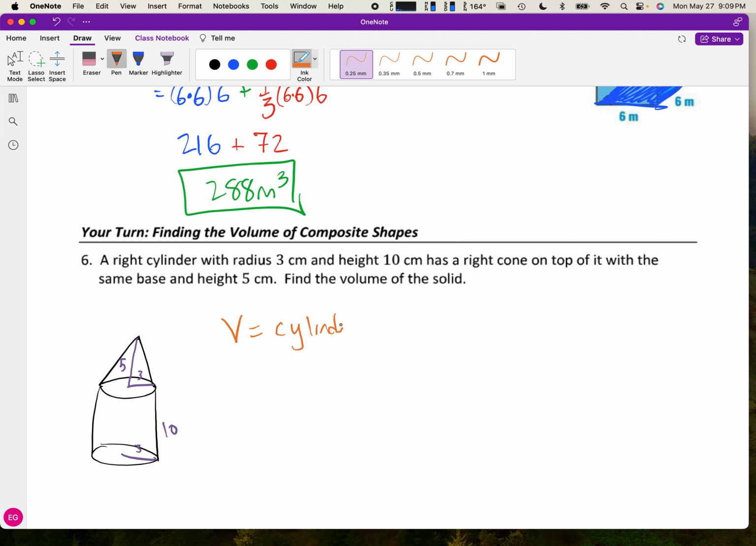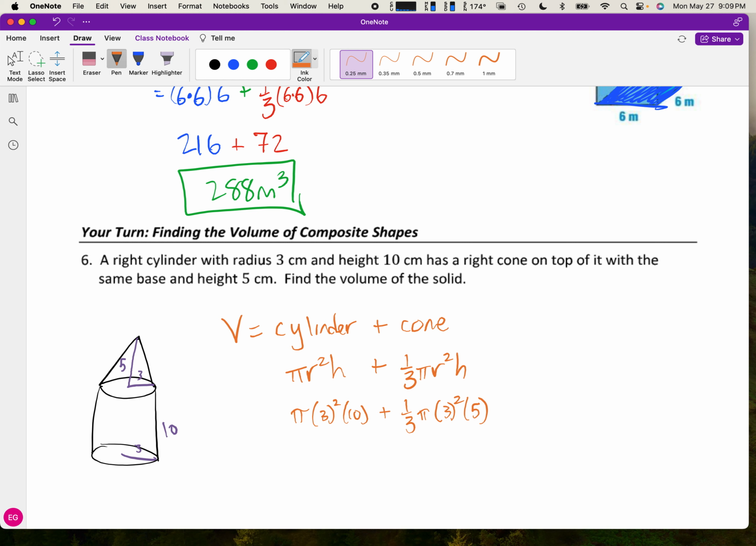If we're doing this, we're doing cylinder plus cone, right? Volume of a cylinder is pi r squared h. We just look straight at our formula sheet. And cone is 1/3 pi r squared h. And we were given all of this. So our radius of our cylinder was 3, so we're going to do pi 3 squared. The height was 10. And for our cone, we're going to do r is 3, and the height of the cone was only 5. All right?